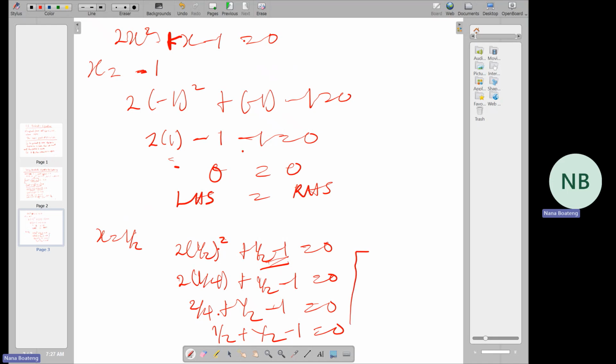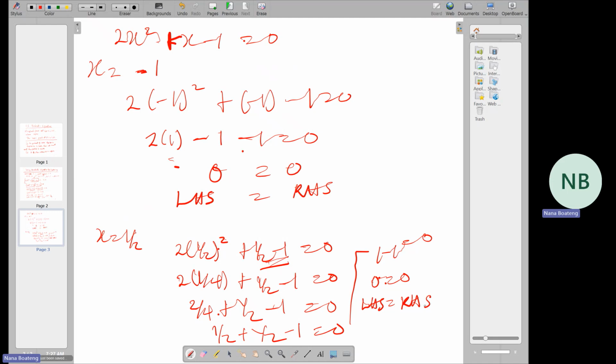So we have 1 minus 1 is equal to 0. So that means 0 is equal to 0. So the same thing we have on the left-hand side is equal to the same thing we have on the right-hand side. So that proves that our solution x is equal to 1 half is also correct.